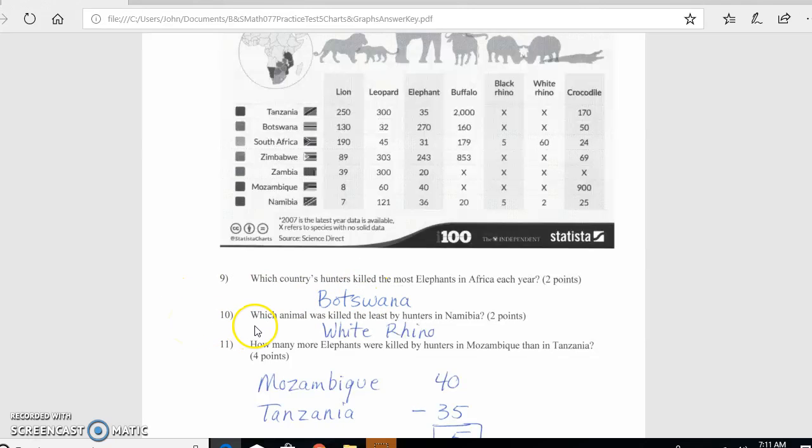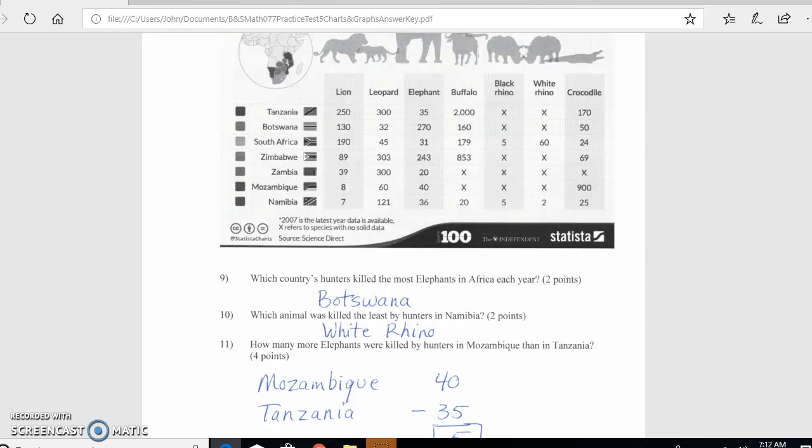For question number 10, which animal was killed the least by hunters in Namibia? And we would go to Namibia and look across the row and see which animal was killed the least by hunters in that country. And we find it right here, it's only 2 white rhinos. And so our answer is the white rhino.